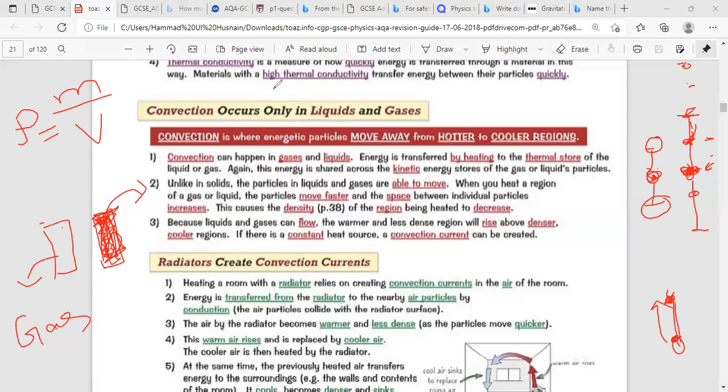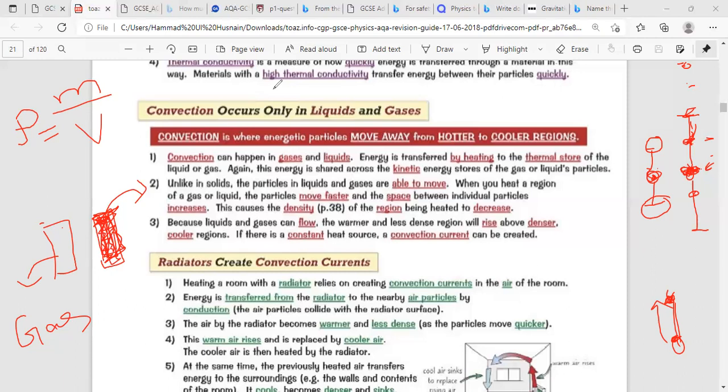I have told you this concept of density because it is important in convection. We will see how in a moment. Basically, in convection, the energetic particles move from hotter to colder regions. I have told you that in liquids and gases, atoms and particles are free to move. So when we heat a certain part of a gas or a liquid, the particles in that part will move from the hotter region to the colder region. So convection can happen only in gases and liquids. You must keep it in mind.